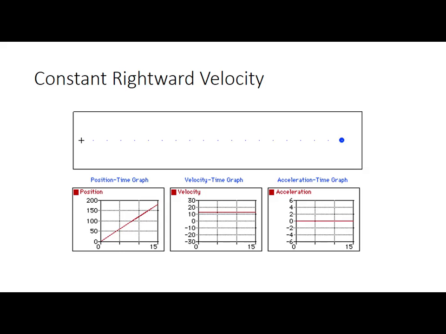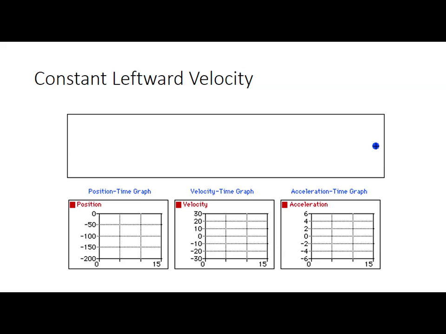So what's the acceleration on a velocity time graph? If there's no slope, that means there's no acceleration. So it's a flat line. Leftward just means we're saying left is negative, so a negative slope, a negative velocity, and zero acceleration still because it's constant speed.